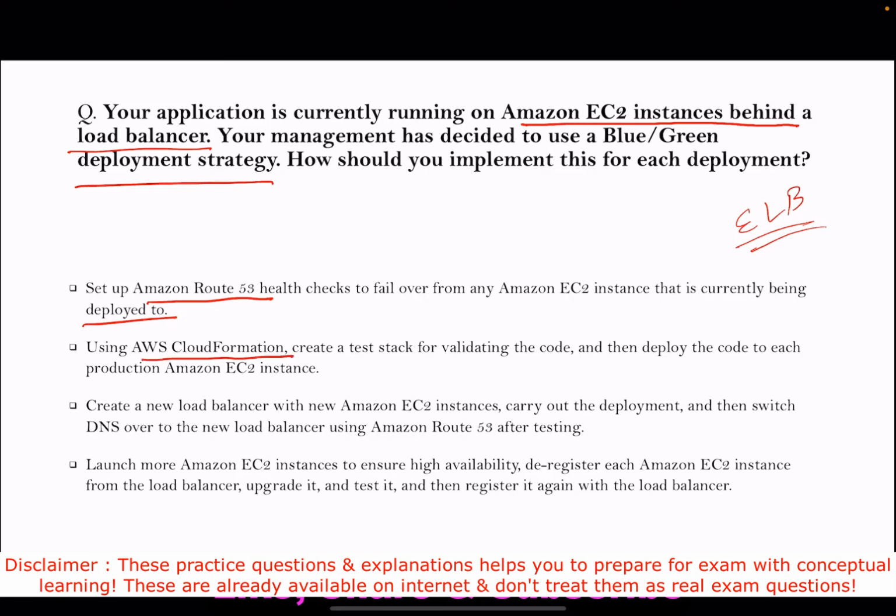Using AWS CloudFormation, create a test stack for validating the code and then deploy the code to each production Amazon EC2 instance. Create a new load balancer with new Amazon EC2 instances. Carry out the deployment and then switch DNS over to the new load balancer using Amazon Route 53 after testing. Launch more EC2 instances to ensure high availability. Deregister each Amazon EC2 instance from the load balancer, upgrade it and test it, and then register it again with the load balancer. So let's understand what we will do.